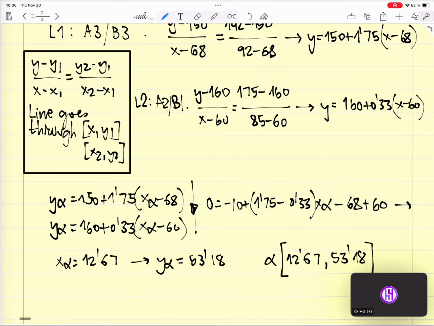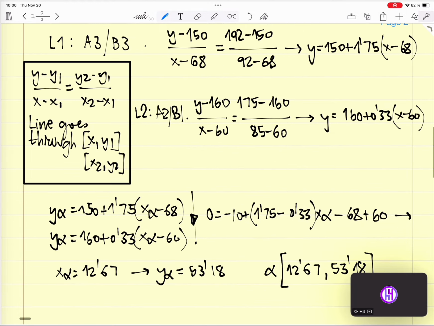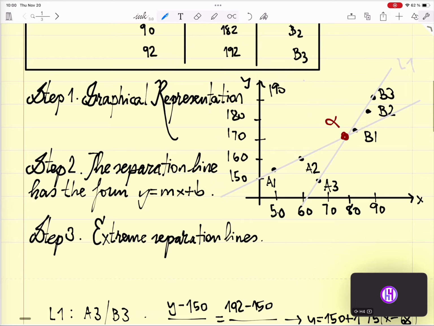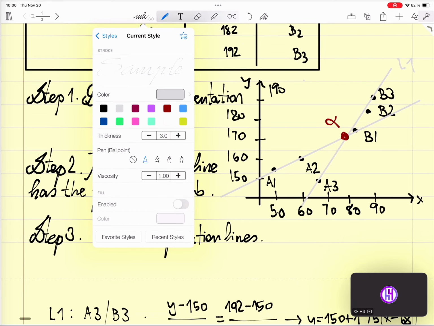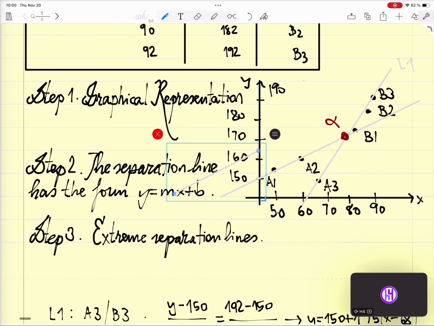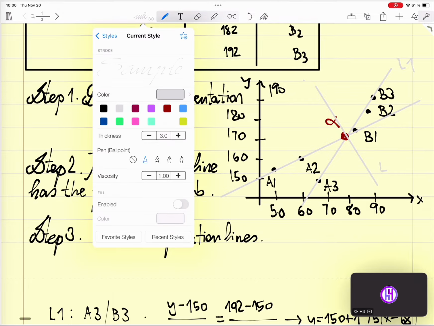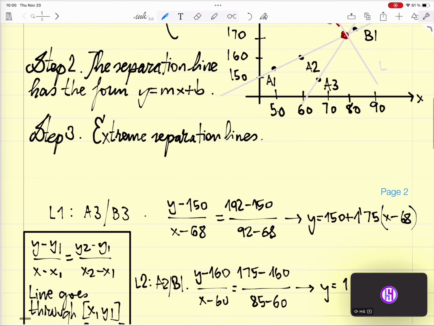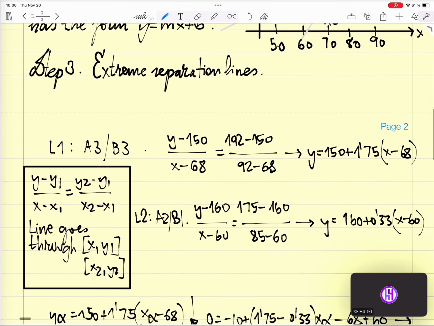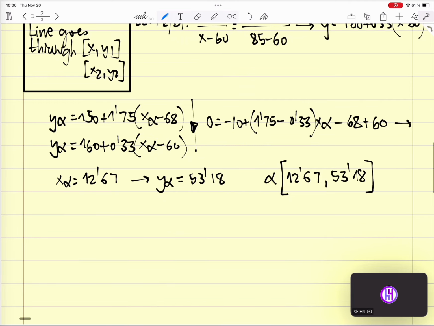Good. Now the distance between our optimal line, let me paint it somehow. Okay, it goes through alpha, the optimal line, and this is going to be the separation line L. L goes through alpha. The distance to the nearest points needs to be equal. So the distance from the line L to the point A2.